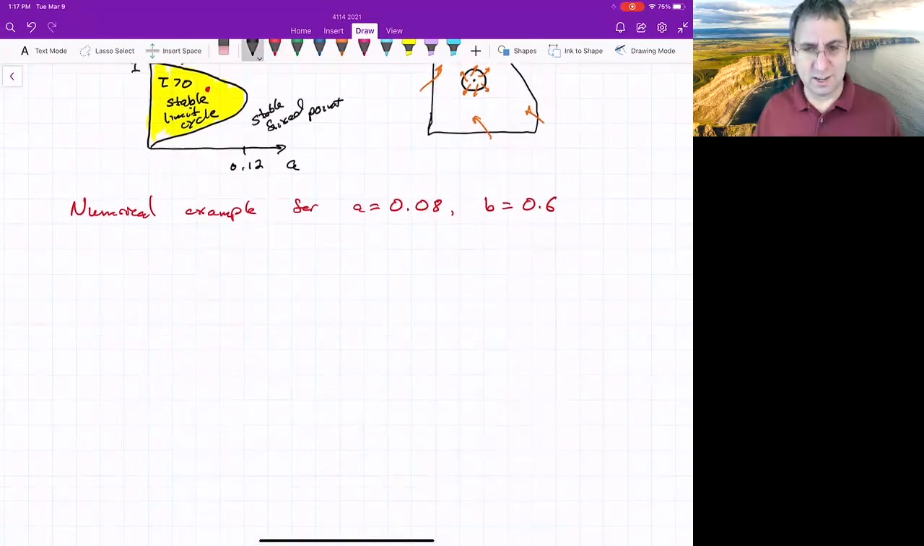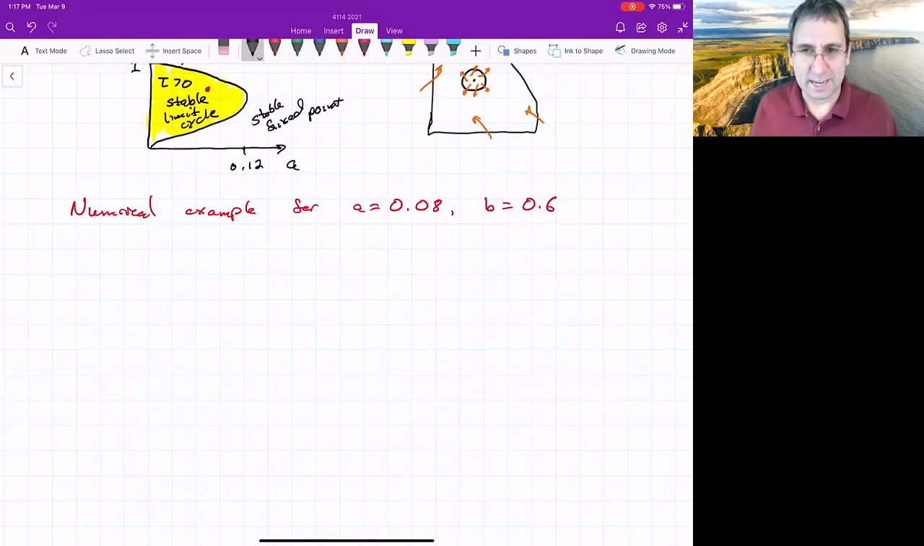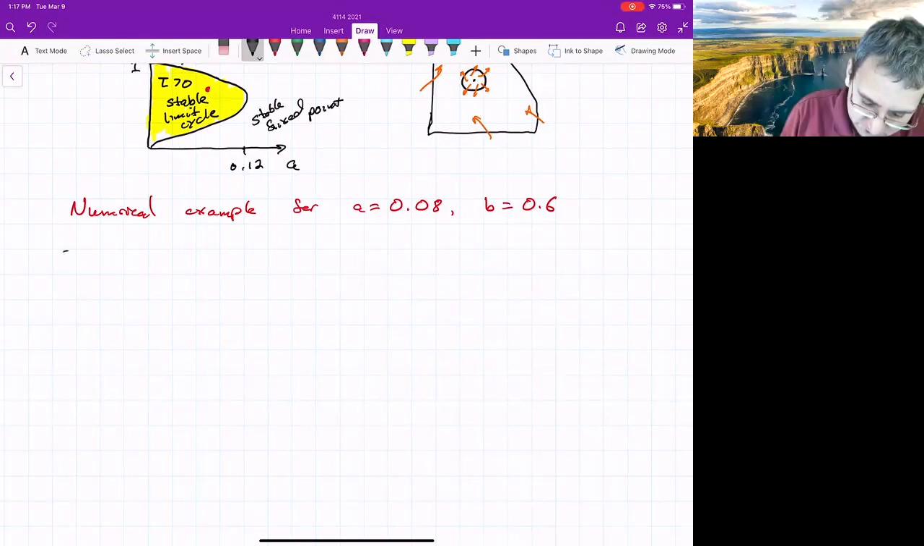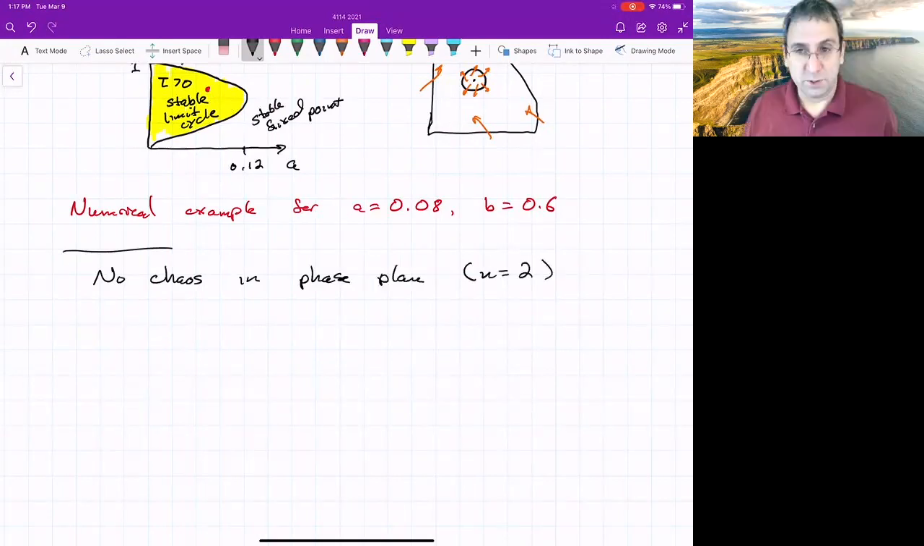These are 2D autonomous systems. The Poincaré-Bendixson theorem is basically saying there's nothing more complicated possible than a closed orbit. In some sense, that's the most interesting type of thing that you could get in a 2D system. You can't get other types of behavior. There's no chaos in the phase plane, an n equals 2-dimensional system. There's no Poincaré-Bendixson theorem in 3D. It crucially depends on being 2D.